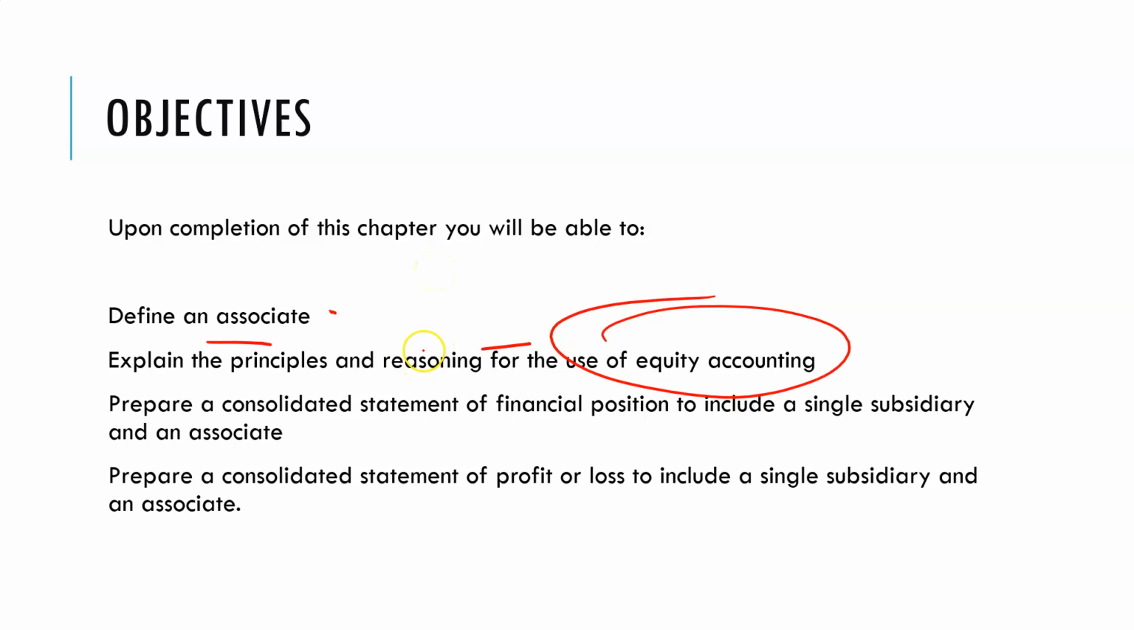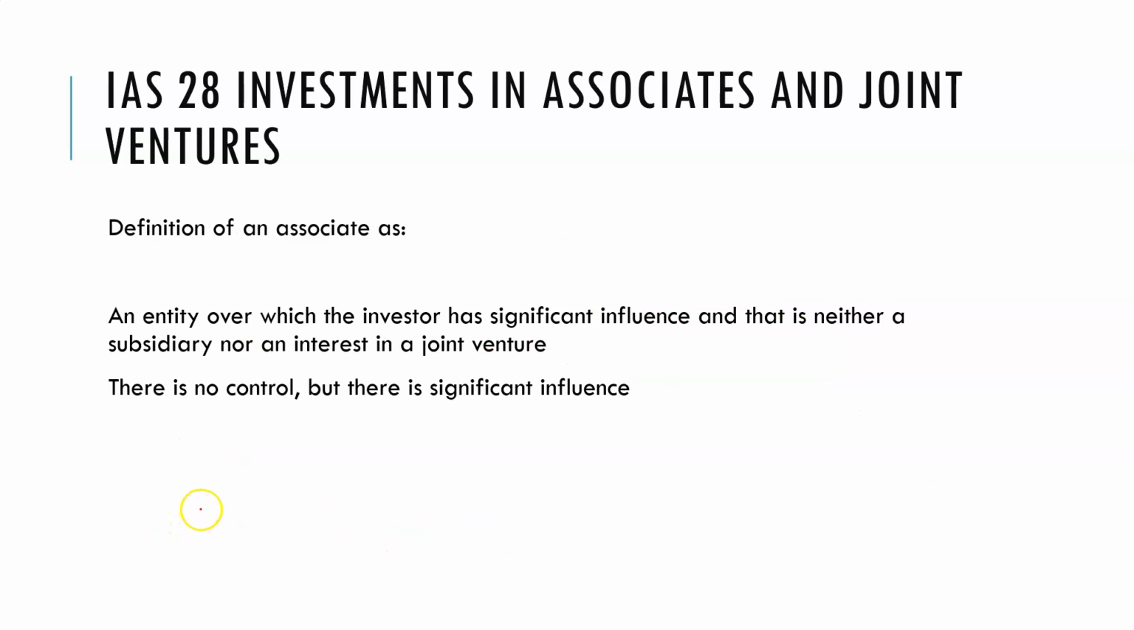So really your share of the profit. So we are not using control accounting or IFRS 3, 10 to consolidate, absolutely not, no. And then prepare a statement of financial position, which includes a subsidiary and an associate. And then, of course, same thing here, a subsidiary and an associate.